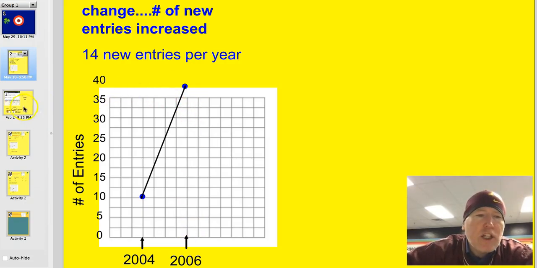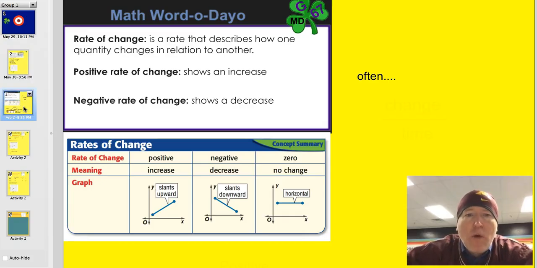All right, let's take a look at some must-know words for today. First of all, we got the old math word-o-deo. What is rate of change? Well, that's a rate that describes how one quantity changes in relation to another. Now, positive rates, they show an increase, and negative rates show a decrease.